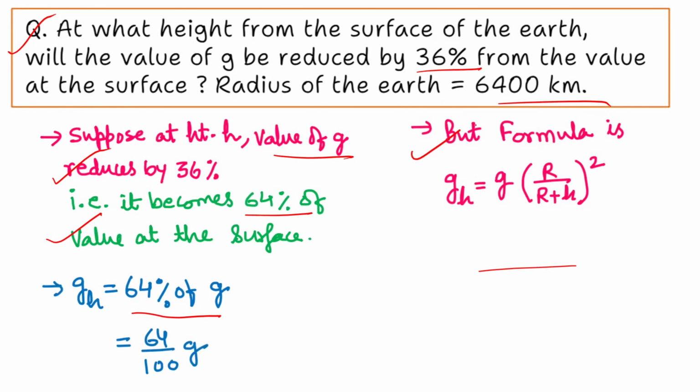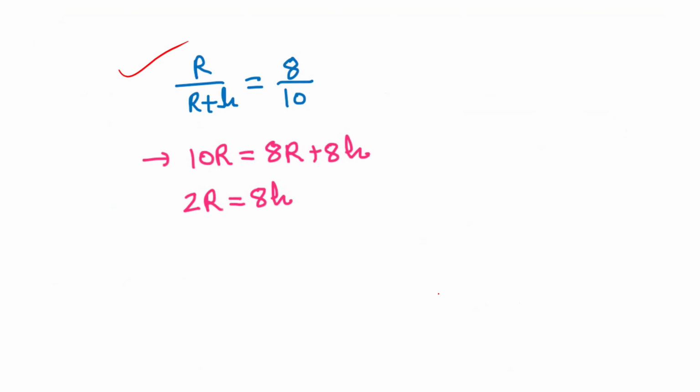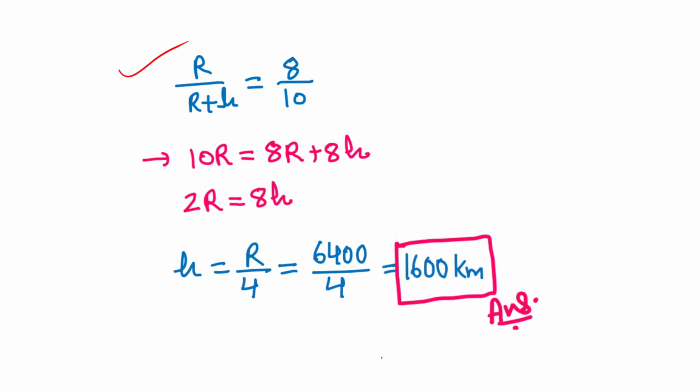Now as per formula, gh is equal to g into r upon r plus h whole square. So putting the values, you get the expression like this, 64 upon 100 equal to r upon r plus h whole square. Further solving this, you get the answer as 1600 kilometers. So this is the final answer.